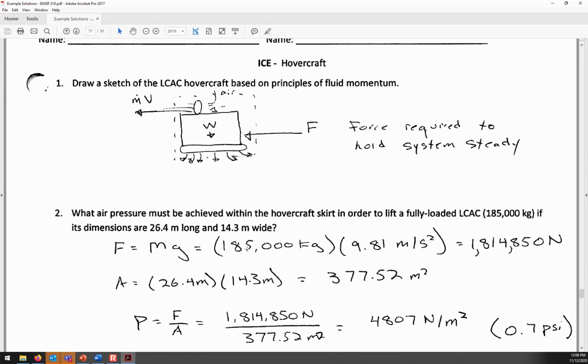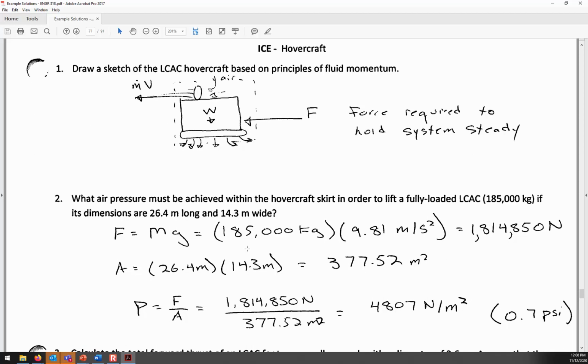All right, now what about the pressure? So we've got a certain mass, 185,000 kilograms, and we want to know what is its weight. So 1.8 million newtons is the weight of that. And there's a really big area though. So the area of 26 meters by 14 meters means that the area underneath that rubber skirt is 377 square meters. So in terms of the pressure, it's only 4,800 newtons per meter squared.